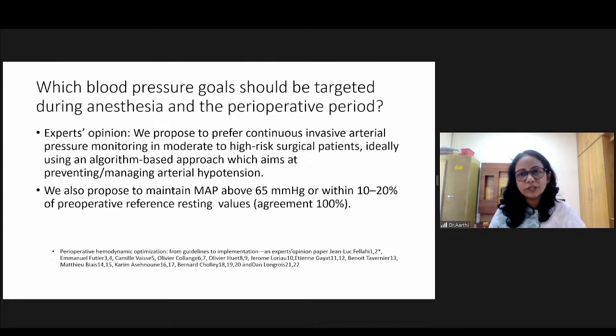Which blood pressure goal should be targeted during anesthesia and the perioperative period? The expert opinion was, we propose to prefer continuous invasive arterial pressure monitoring in moderate to high-risk surgical patients, ideally using an algorithm-based approach. As I said earlier, this is the algorithm used to assess blood pressure monitoring, preventing and managing hypotension. So what is the MAP target? The MAP target will be above 65 millimeters of mercury, or for patients with hypertension, you need to understand that it should be within 10 to 20% of the preoperative reference values.